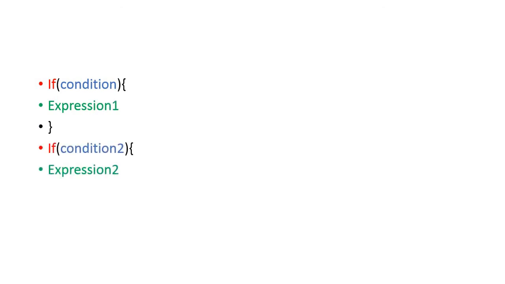The second form of if statements is that you have multiple if statements. This form is the same as the previous one, but the only difference is that you have multiple if statements. So the first one, if, then a condition inside parentheses, and then the expression or the commands inside curly braces. And then a second if statement starts.